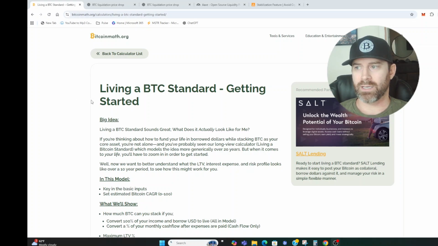So the big idea here is that a lot more people are asking about how do I convert all my income to Bitcoin? How do I borrow those dollars that I need to pay my rent, buy my food, and put gas in the car? And the answer is, well, it depends, right? Because there's a couple different ways you can go about borrowing against your Bitcoin.